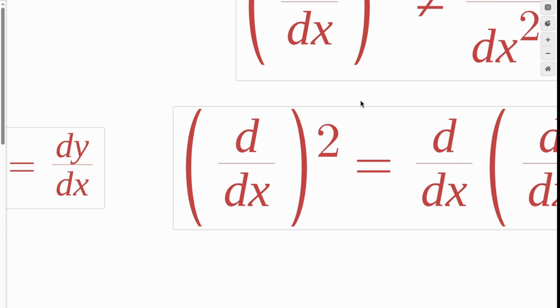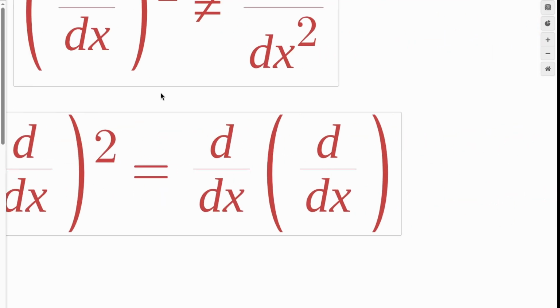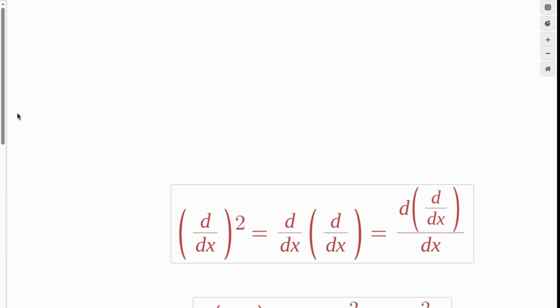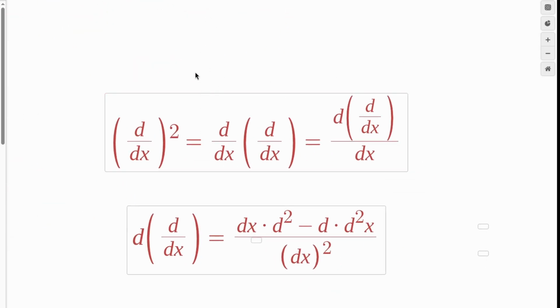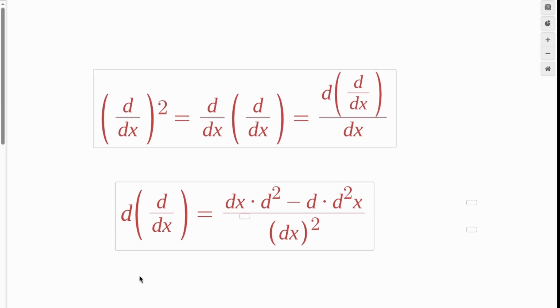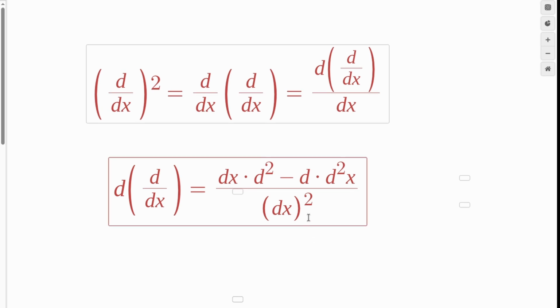So with this new second derivative formula, what is the derivative of the derivative? What is d over dx squared? Now, plug that in using our previous one, use the quotient rule, and you get this. Now, this is a little bit ambiguous because we're using squared here to mean applying a function d twice, but here this means squaring a quantity, as in multiplying dx by itself.